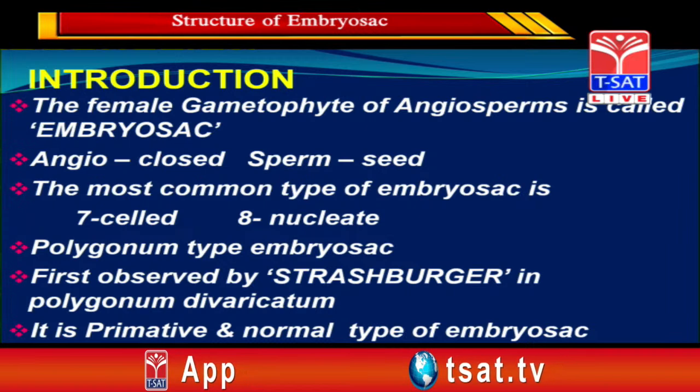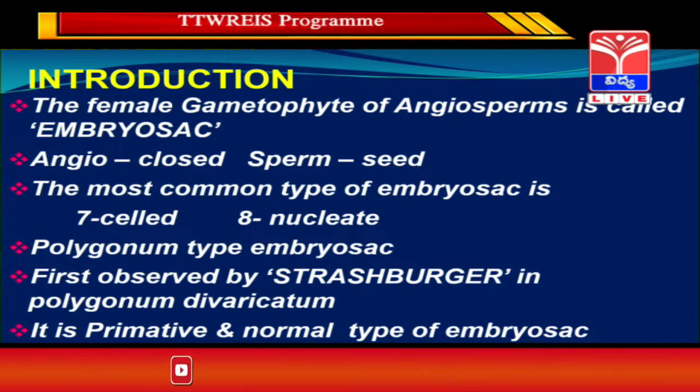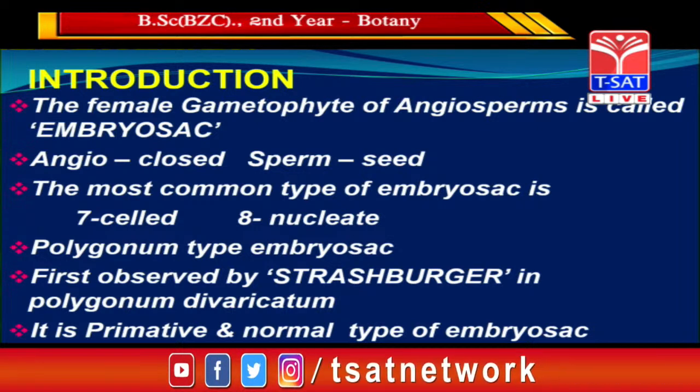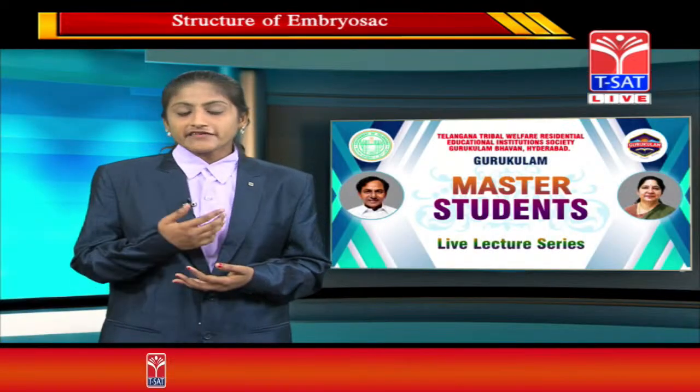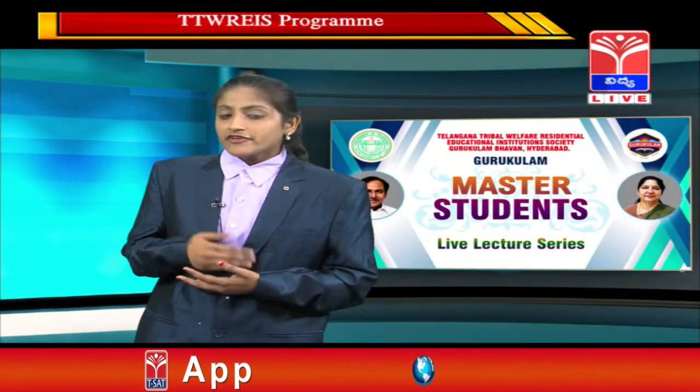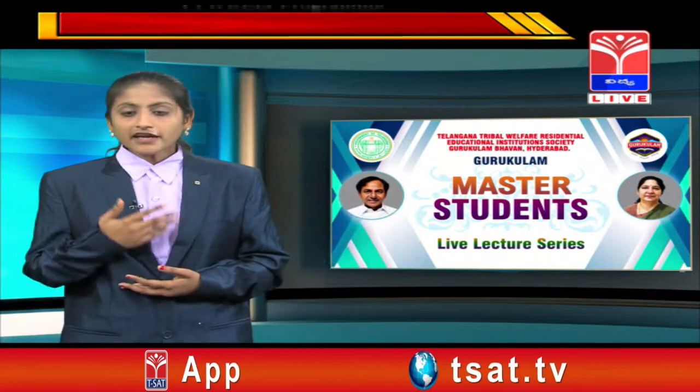Why is it called polygonum type? Yes, it was first observed by Strasburger in the plant of Polygonum species. So it is called polygonum type, in the year 1879. And the female gametophyte is a primitive or normal type.